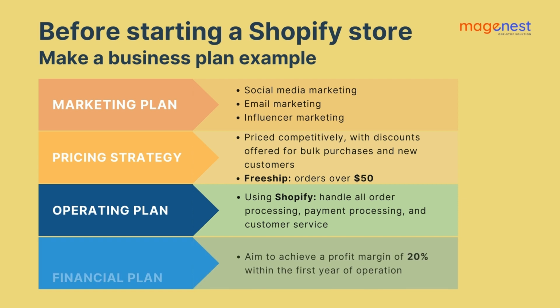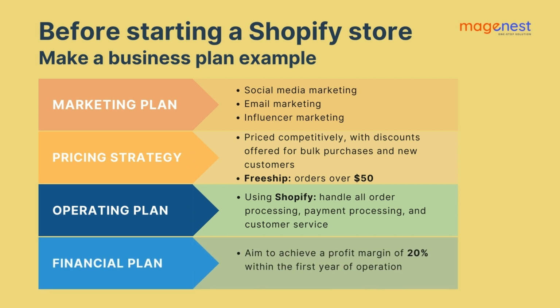The next important step is preparing the financial plan. So with our business, our costs will include the cost of purchasing inventory, marketing expenses, and operating expenses. We will create revenue by selling our products and aim to achieve a profit margin of 20% within the first year of operation. So far, so good. We have provided a detailed example of the business plan. Hope that after our instructions, you will make a great plan for your business.